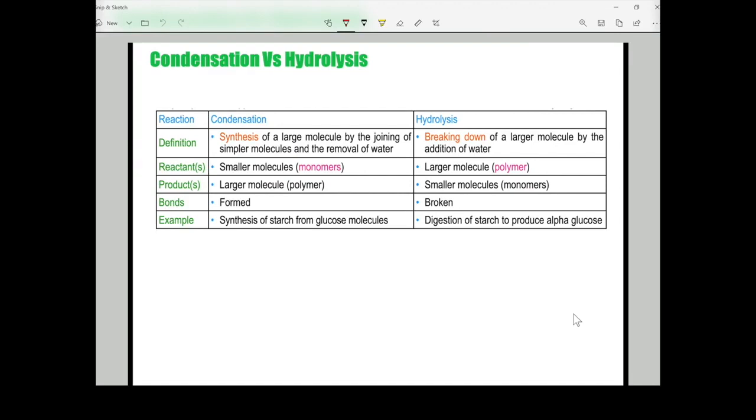This table is taken from my book. It shows you the differences between the condensation reactions, the ones we've been talking about, and hydrolysis reactions. So condensation involves making bonds. In hydrolysis, we break down bonds. A good example of a hydrolysis reaction is digestion. So when we digest, we add water to break bonds. When we are building up larger molecules like disaccharides or the polysaccharide starch, then we do condensation reactions.